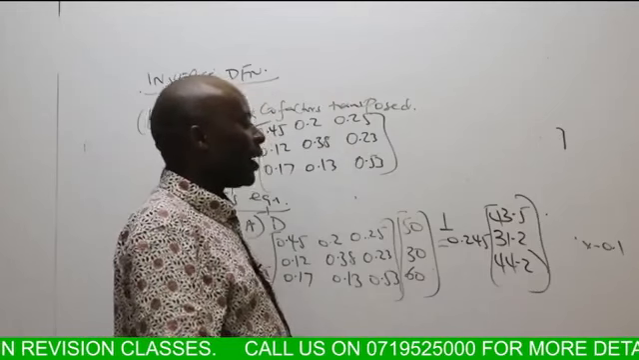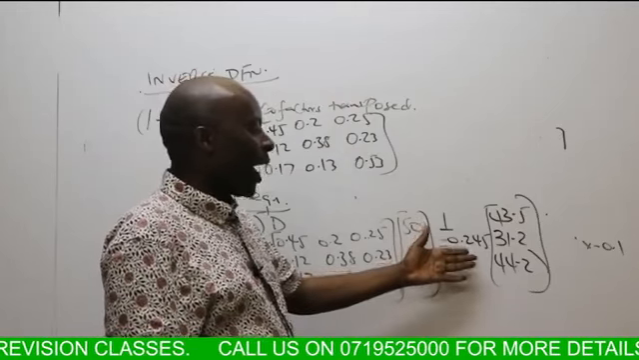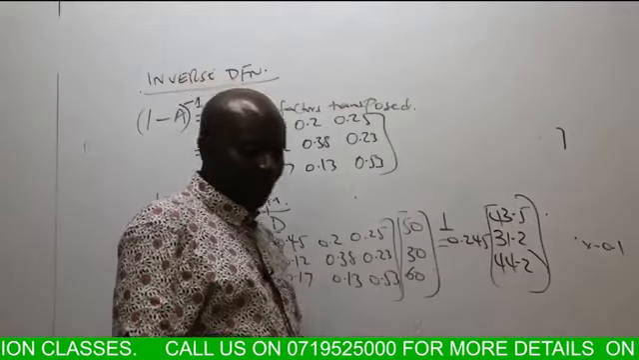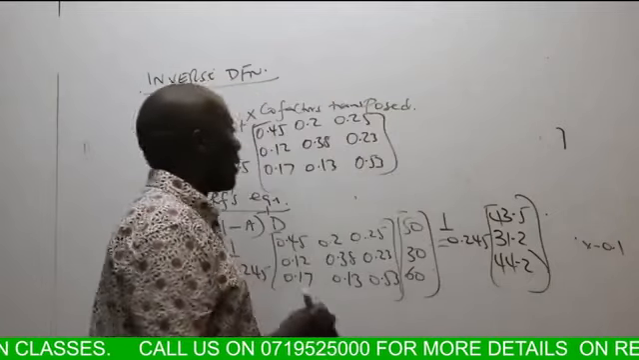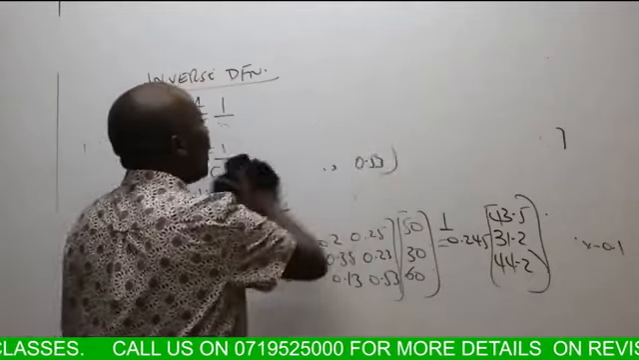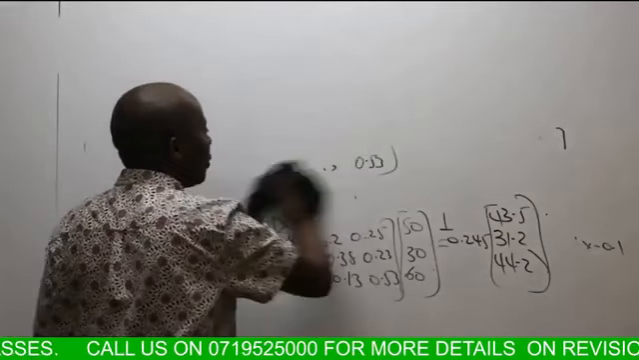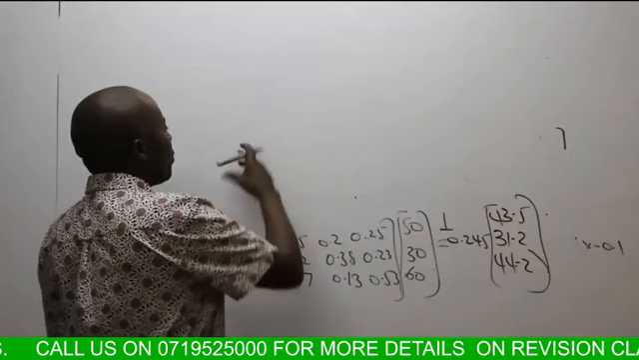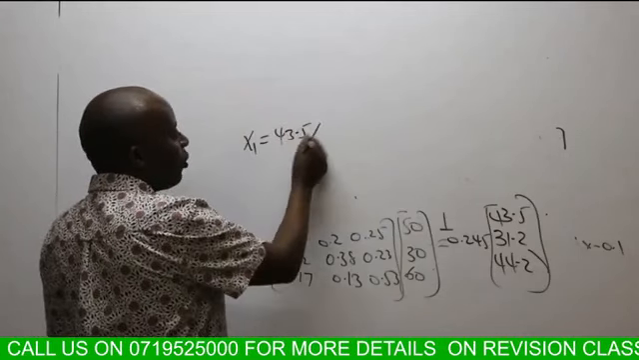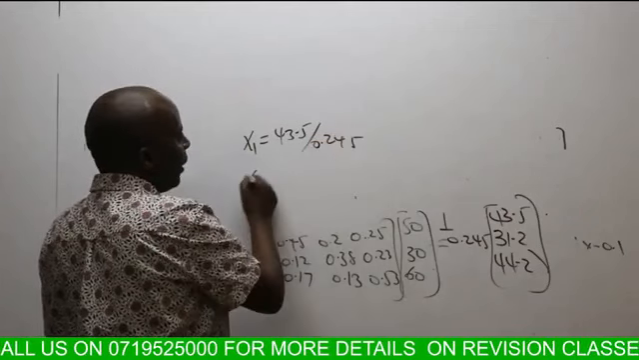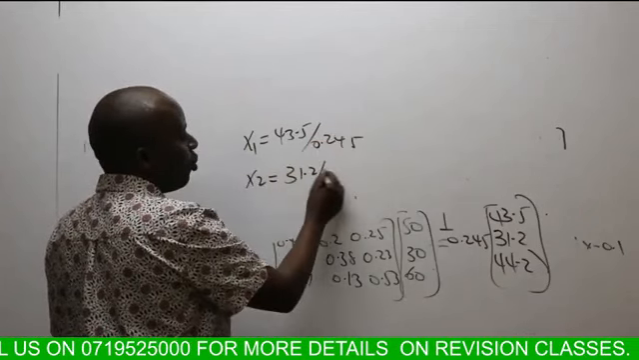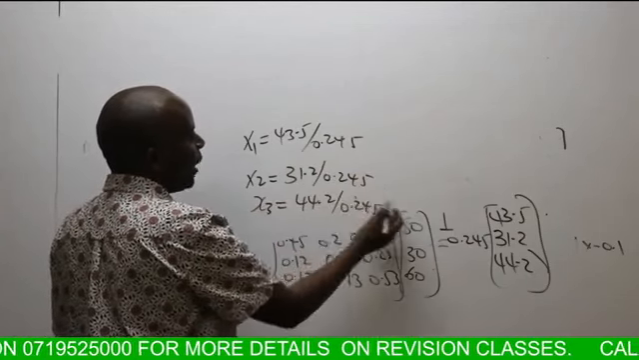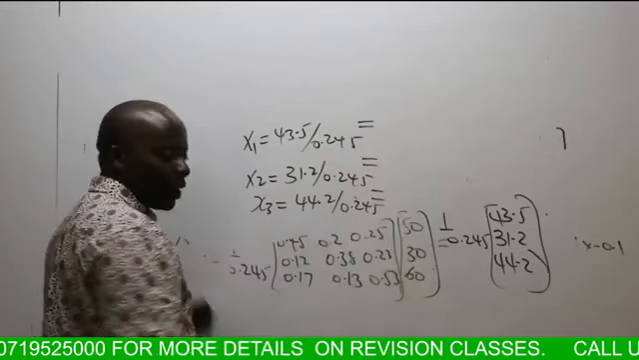Now, ladies and gentlemen, I would expect you to use the distributive law and distribute this inside the bracket to each number. What this will mean is that the output for X1 will be 43.5 over 0.245. X2 will be 31.2 over 0.245. X3 will be 44.2 over 0.245, which will end up giving us what figures in 2 decimal places?